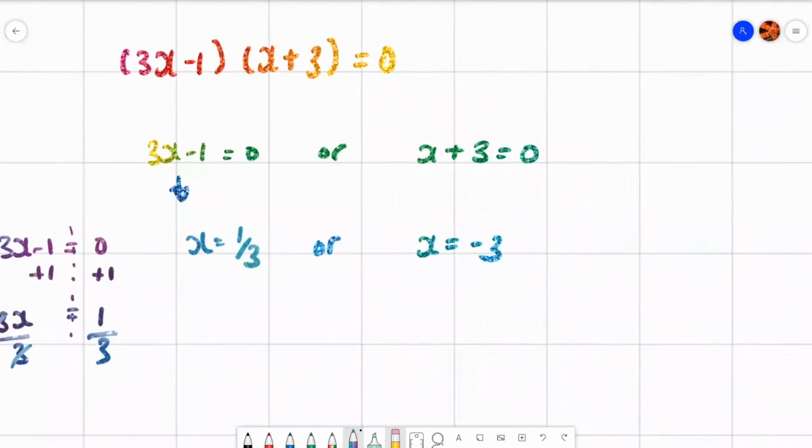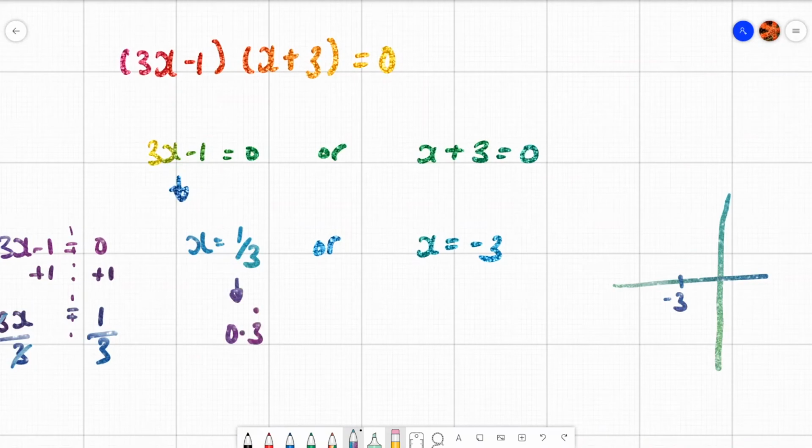Now again, if I was to draw myself a set of axes, I've got minus 3 here, haven't I? And then I've got a third. Now, what is a third as a decimal? A third is 0.3 recurring. So we're going to say 0.3 is about somewhere here. And if I was to draw my quadratic graph, that means that my graph would cross the x-axis at minus 3 and at 0.3 recurring. So this is how we solve a quadratic equation by factorising.